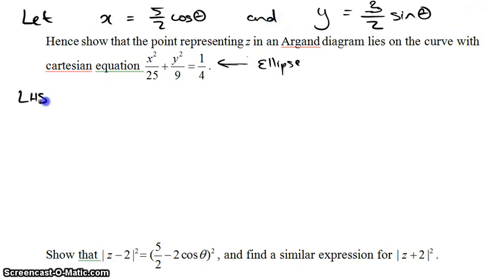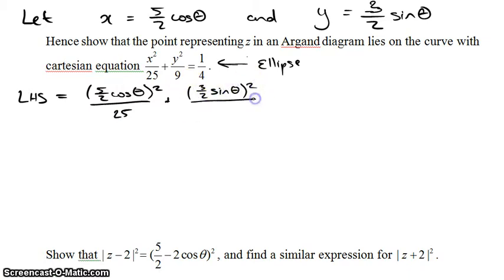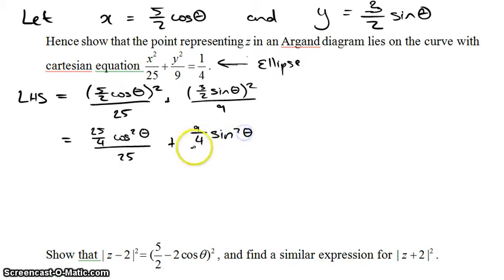Then I'm going to look at the left-hand side of this equation. So the left-hand side is equal to 5 over 2 cosine theta, whole thing squared, over 25, plus 3 over 2 sine theta, whole thing squared, over 9. Well, what's that going to be equal to? So the top line will give me 25 over 4 cosine squared theta over 25 plus, and then this one will give me 9 over 4 sine squared theta over 9.